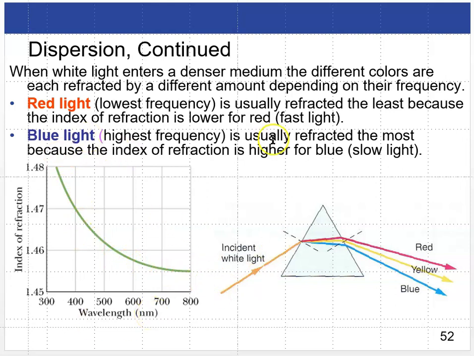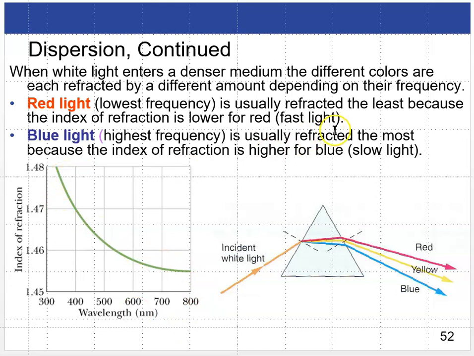The red light, which has the lowest frequency, is usually refracted the least. So it encounters each surface, it bends a little bit, but it's bent less than the yellow light, which is bent less in turn than the blue light. Blue light has the highest frequency, is usually refracted the most because the index of refraction is higher for blue. So blue is a slow light and red is a fast light.